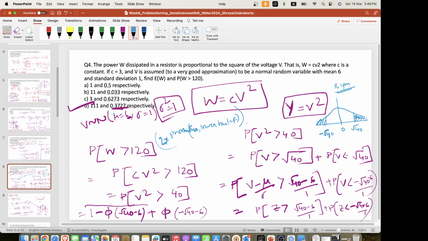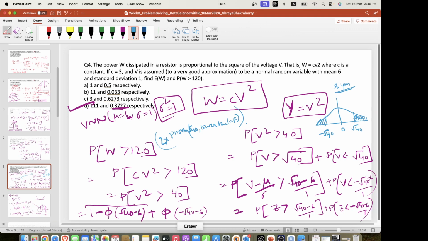Ma'am, why are we doing this twice? If we get the value for under root 40, then symmetry means the same will be applied for minus root 40.